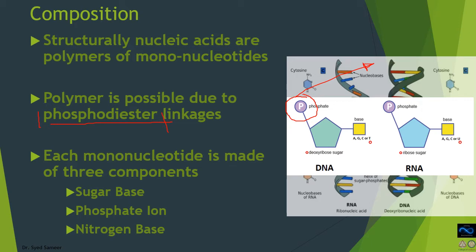Each mononucleotide, when read as a separate entity, is made up of three different components. One is the sugar, another is the phosphate ion, and third is the nitrogenous base, as you can see in the accompanying picture. Both DNA and RNA are made up of these three units. The only difference lies in the sugar, which I will tell you later on. So a mononucleotide, whether present in DNA or RNA, has three different components in it.